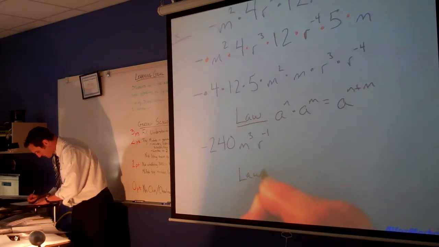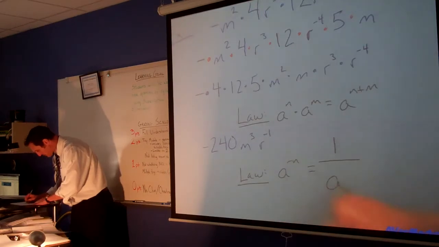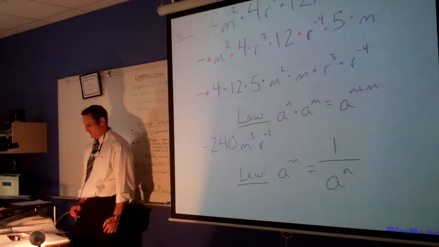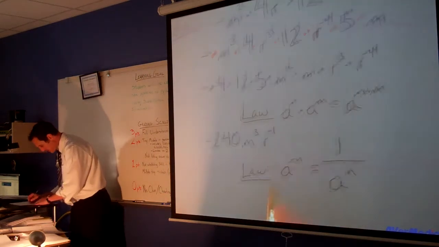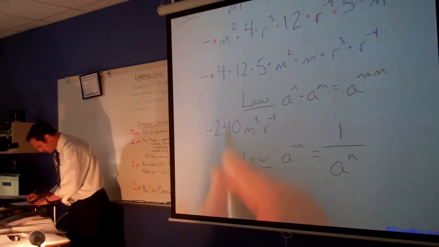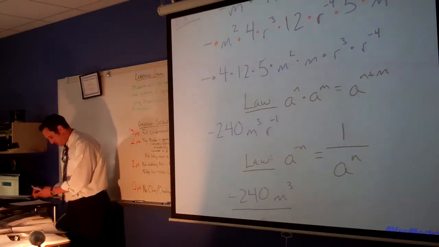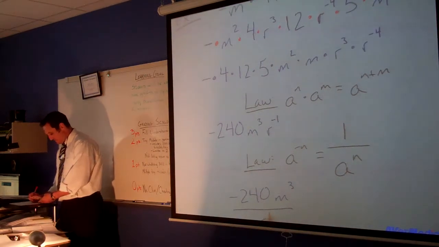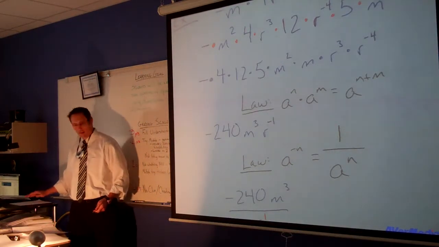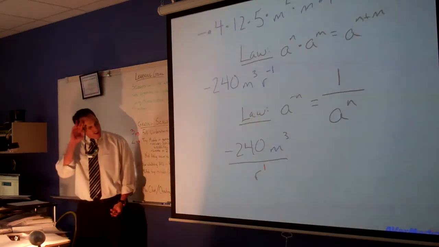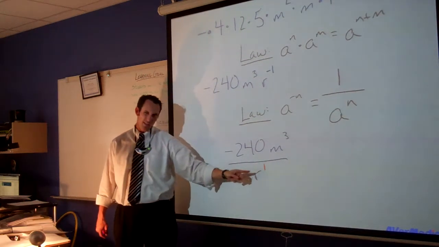Remember that law. The law of negative exponents states if you have a negative exponent on top, the term moves to the bottom and the exponent becomes positive. That means this r to the negative 1 moves to the bottom and the whole thing becomes positive. So we have the negative 240 stays, the m to the 3rd power stays, it's the r to the 1st power that moves to the bottom. So what we have here, we're not quite done.